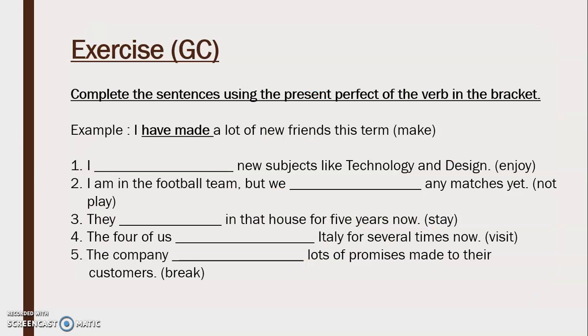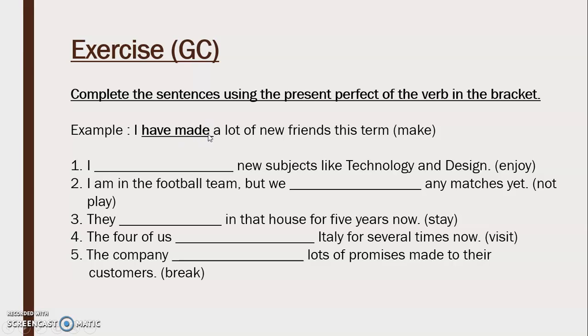Okay, so there's a simple exercise in your Google Classroom. I'll just explain a little bit on how to do it. You have to complete the sentences using the present perfect of the verb in the bracket. Example, this one should be blank here, a lot of new friends this term. The verb that you're supposed to use is make. Alright, so I falls into the plural group, so you have to use have plus the past participle of make, which is made, M-A-D-E.